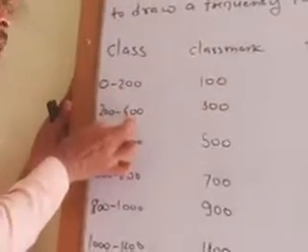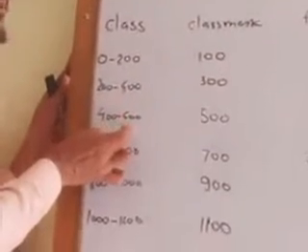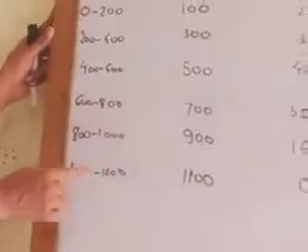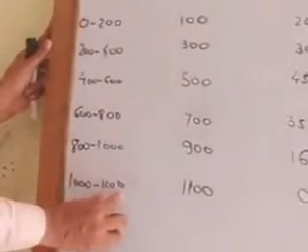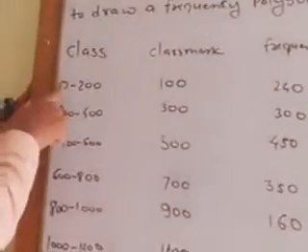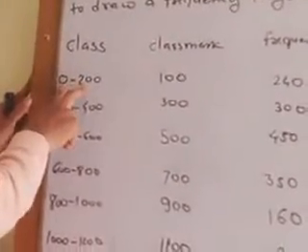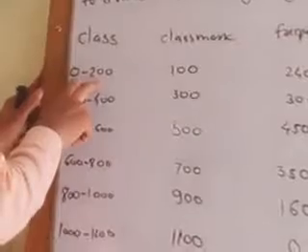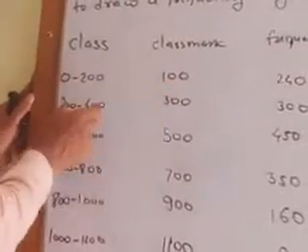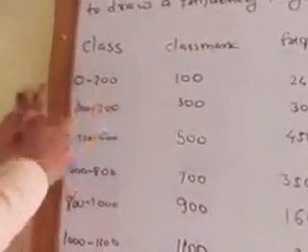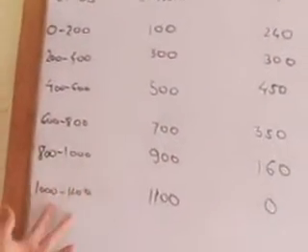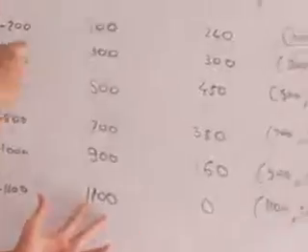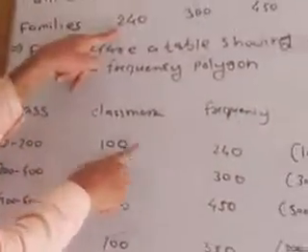0 to 200, 200 to 400, 400 to 600, up to this given. At the last, take one class extra, 1000 to 1200. Class mark: lower class limit plus upper class limit upon 2. For 0 to 200, the class mark is 100. Next, the difference will be 200, so 300, 500, 700, 900, and last 1100. The first frequency given is 240.